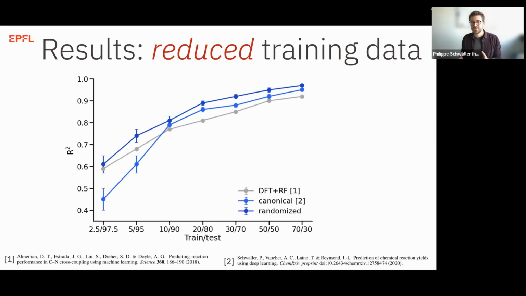When you think of deep learning, usually you think that you need a lot of data, and that's why we tried also to predict with smaller and smaller training data sets. And we're happy to see that using some data augmentation techniques, we could match the DFT descriptors even with less than 100 training data points.